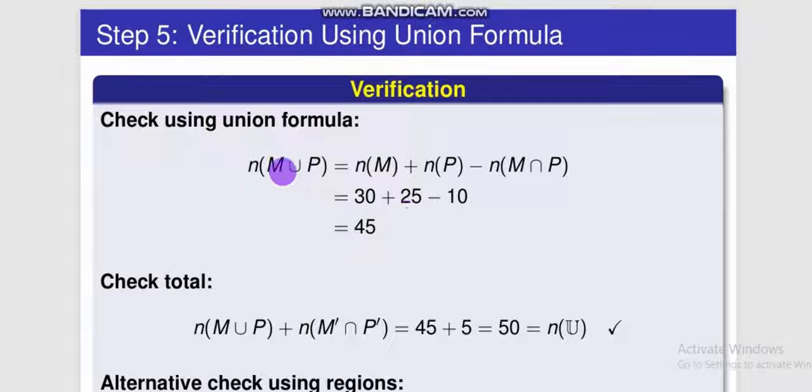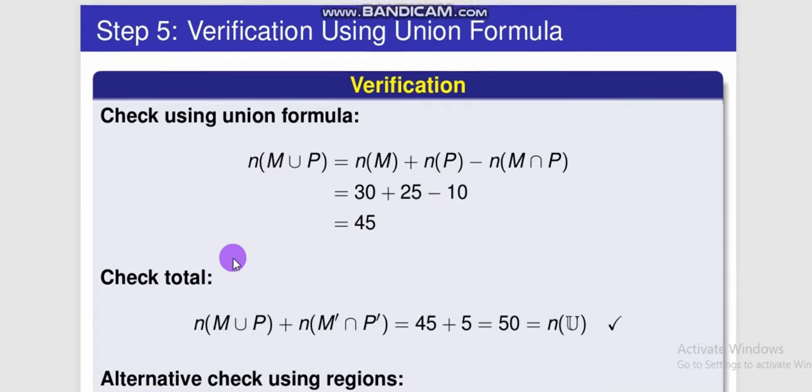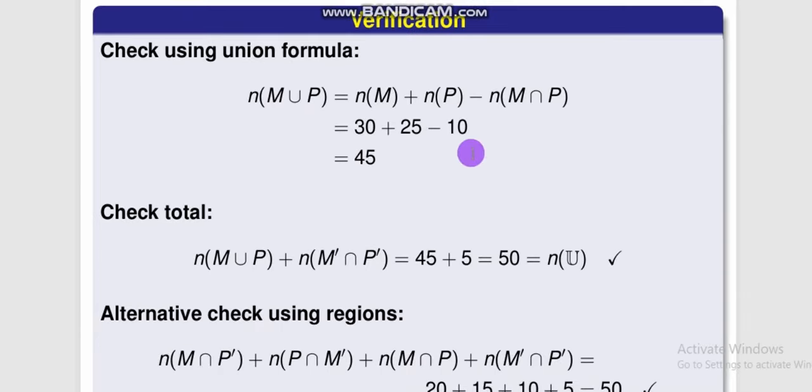45 like at least mathematics or physics or both, right? But if we want to get the total for the entire universal set, then we bring this union plus those who like neither math nor physics, that is M complement intersection P complement, and their number was given as 5, so we add 5 to the 45 that we got, and this will be 50. That is the number of elements in the universal set.